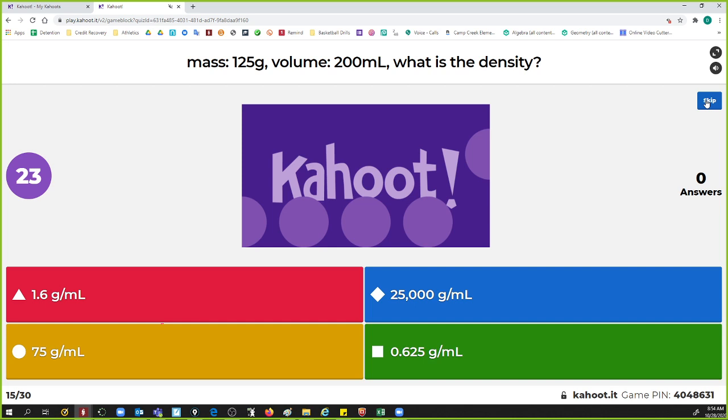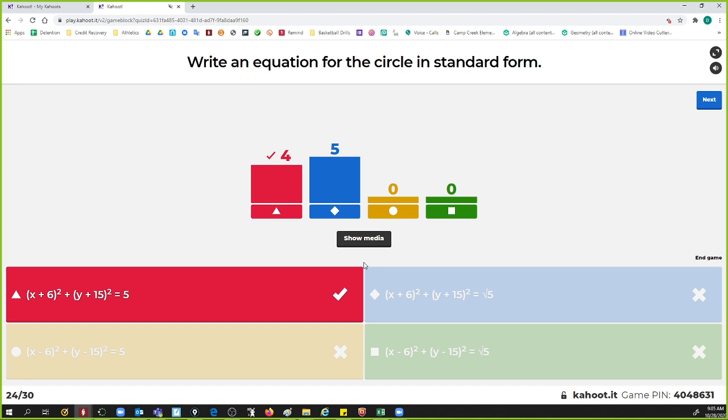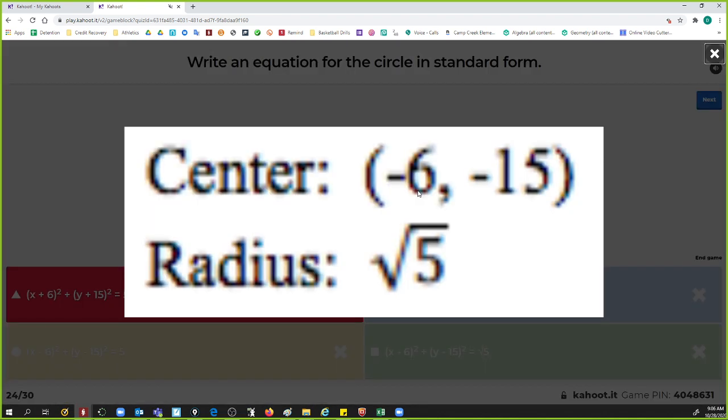Ooh, that's not good. For the center, x plus 6, the y will be y plus 15. But I'm guessing if I went back and looked at this, the reason why most of you missed it is because when I put the radius into an equation, what do I got to do before? You got to square it. And so when you square the square root, that gets rid of the square root. So that's just 5. You guys put the blue. Yep, I was right. You put the blue, which had the square root of 5.